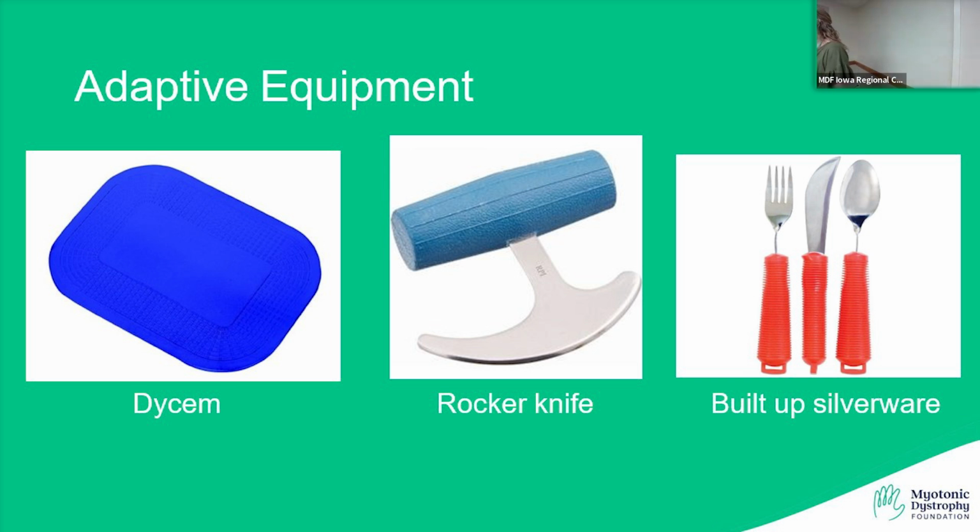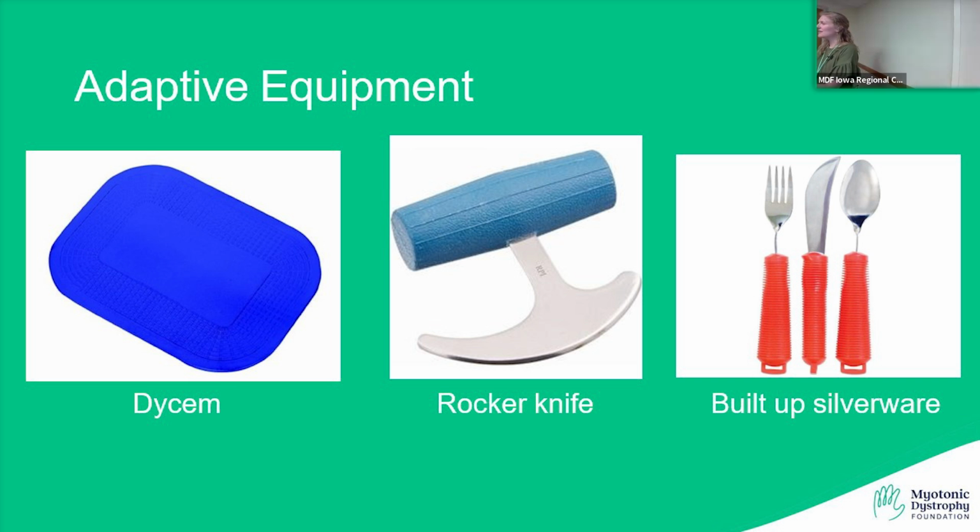We go through a lot of it at the Myotonic Clinic because it's nice. You can just stick it in your purse, stick it in your bag, take it to a restaurant. If it gets dirty, you can rinse it off and keep it, it lasts a long time. So that's really helpful. The second one there is a rocker knife.